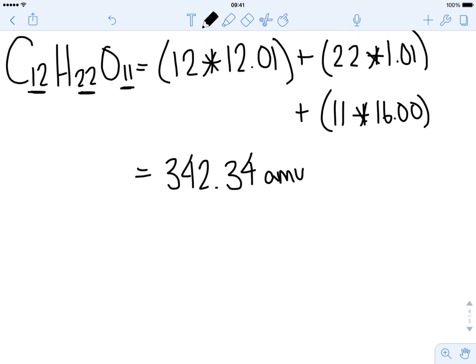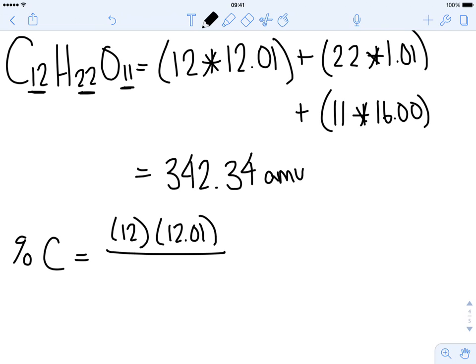Okay, so that's just step one, finding the weight of the whole molecule. Now I want to determine what percentage of carbon, hydrogen, and oxygen make up this entire molecule. So we're going to look at each one at a time. First, let's do mass percent of carbon. So do you remember the formula?